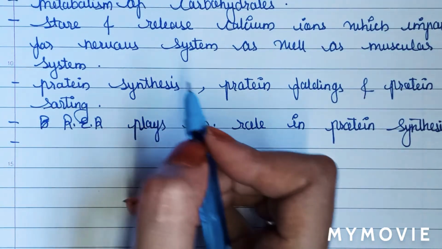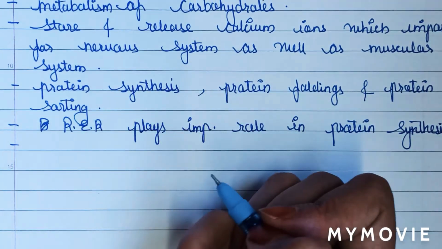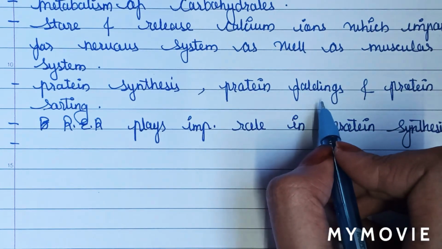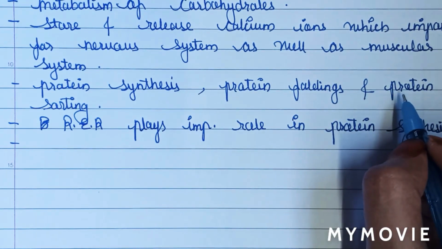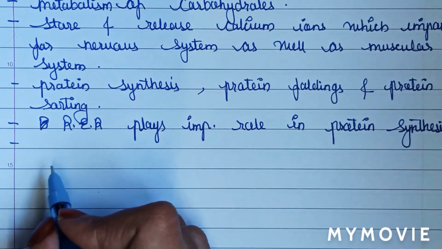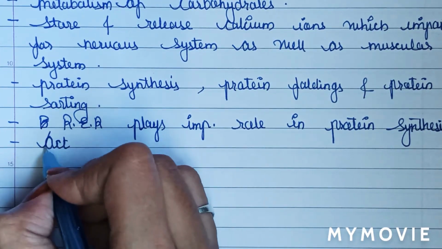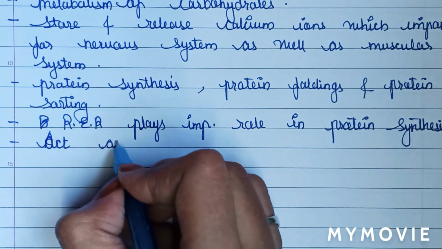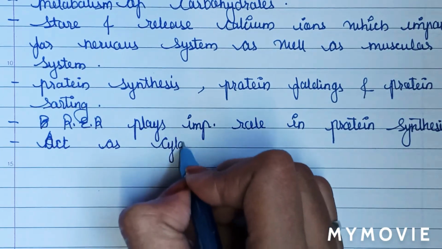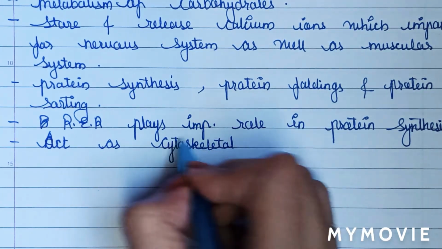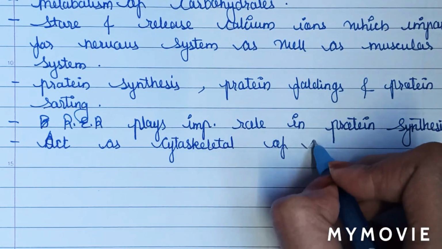Okay, now after protein folding or synthesis of protein, protein folding takes place, then protein sorting. It also acts as a cytoskeleton of the cell. Act as cytoskeleton of cell.